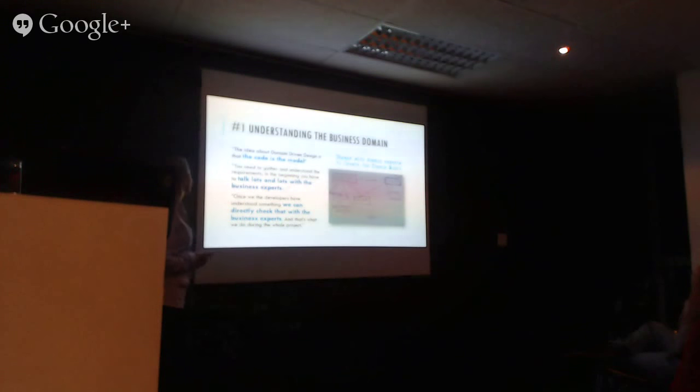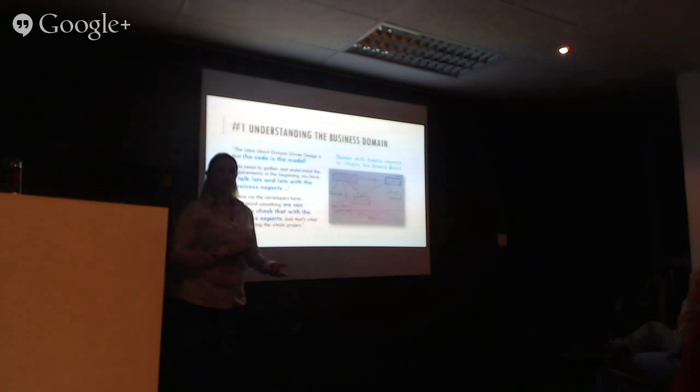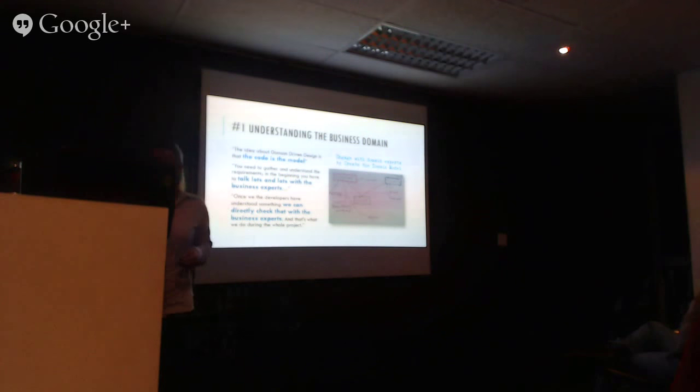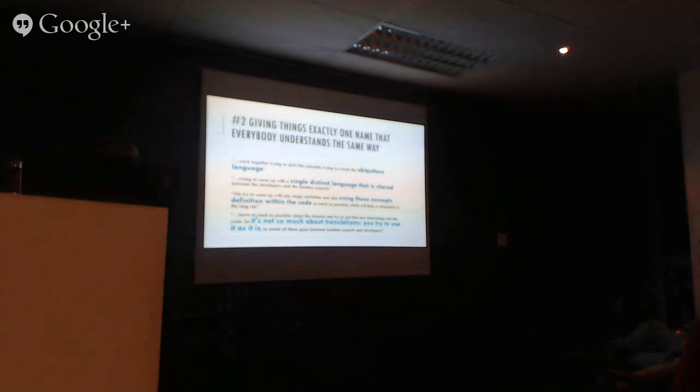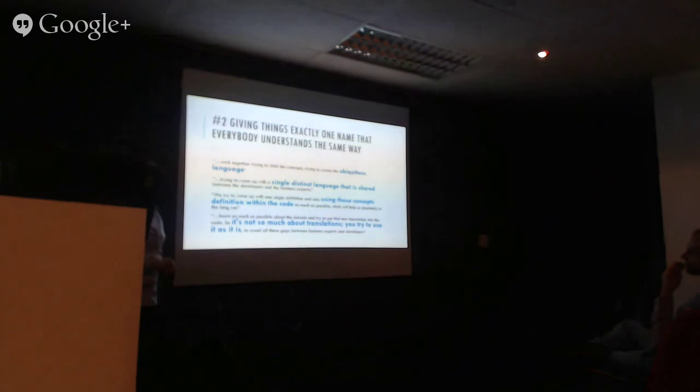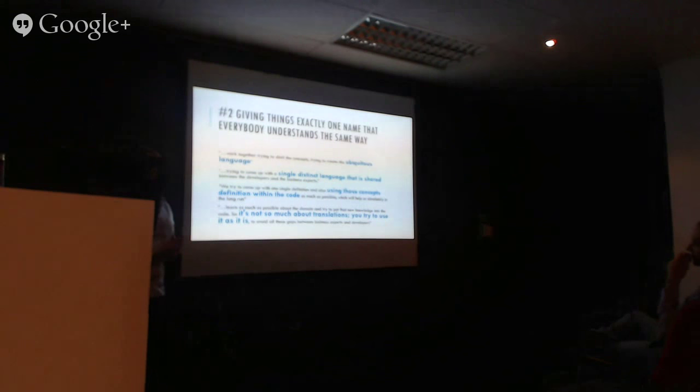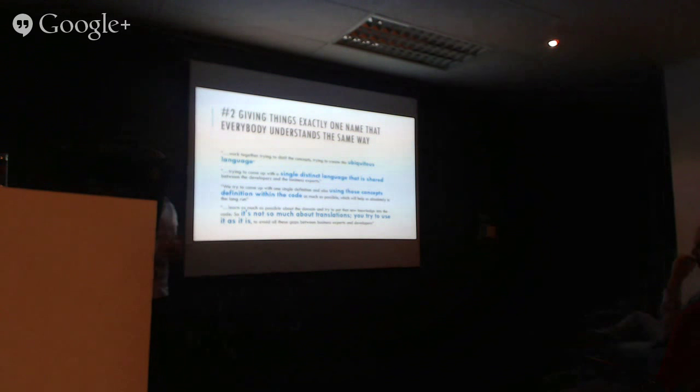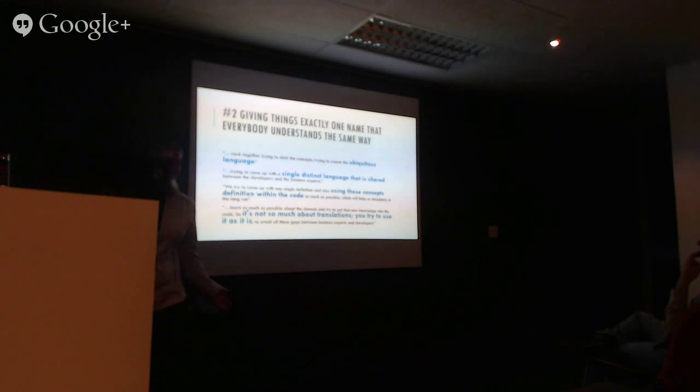So basically, this leads to collaboration with the people that you are doing the software for, the business people. It's ongoing, and you have to make them almost part of your team as a developer. Then this talks about that ubiquitous language, giving things exactly one name. So referring to something with a different term in the shipping department and a different term in the invoice department is not ubiquitous. That's just not a good idea.